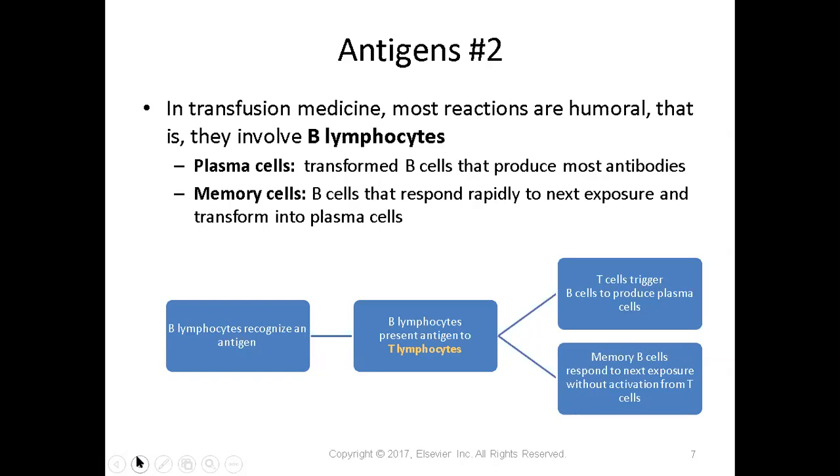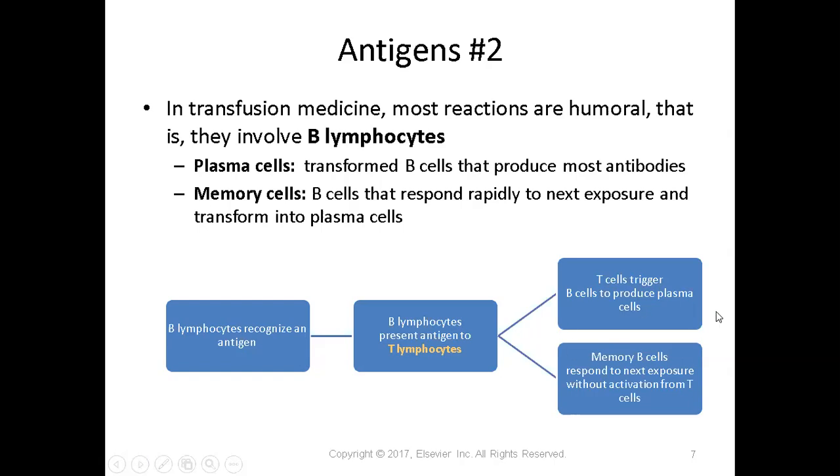Some B cells will move on to become memory cells. And memory cells are basically B cells that hold on to how to make a specific antibody, so that when a person is exposed, let's say to a foreign agent, an infectious agent, a second or even a third time, the memory cells are able to pump out that antibody much more quickly because they remember how to do so.